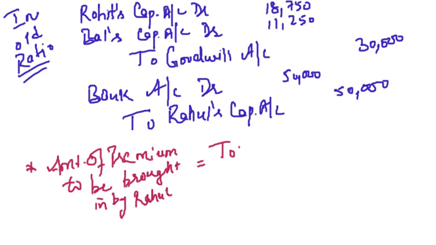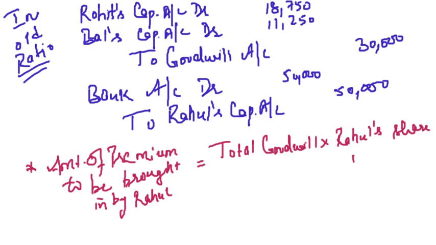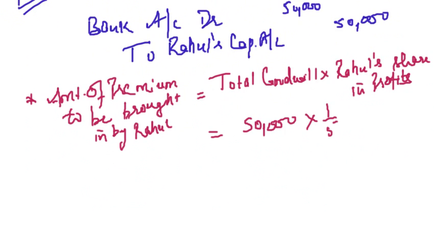This is total goodwill multiplied by Rahul's share in profits. Now, what is the total goodwill? On the date of admission, the goodwill is 50,000. This is given to us that the goodwill is valued at 50,000. And what is Rahul's share? 1/5. That means the premium to be brought in by Rahul is 10,000 rupees.